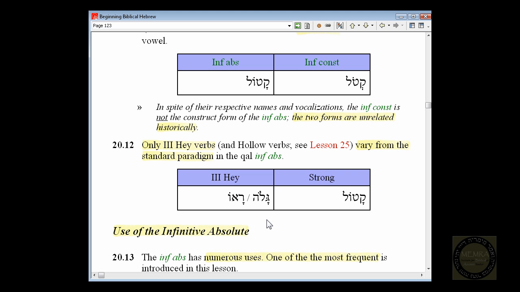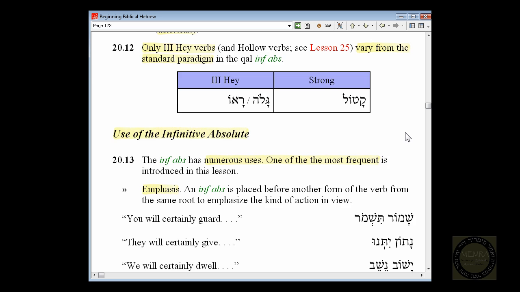You say, well, how would I know the difference between that and the infinitive construct? Right here. It's a kametz. It has to be an infinitive absolute, not an infinitive construct. This is your pattern. Kametz, holam, or holam vav. That's an infinitive absolute. It's only going to be a construct if this is a shva. So again, the patterns up here are pretty important. And again, in some cases, you will lose that third hey. So those are just odd ones.